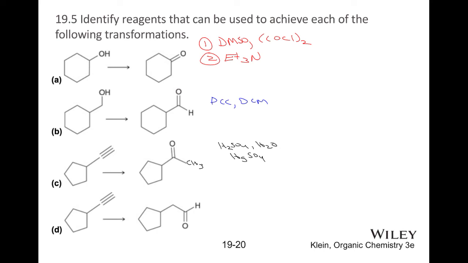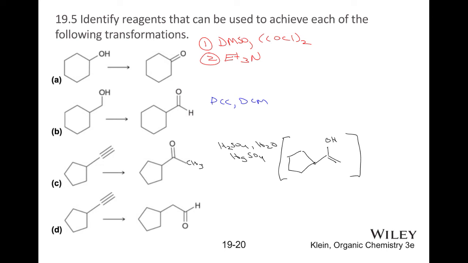And of course, you should be able to draw the intermediate. So what would you get in this case? You would end up with this enol, of course, which would tautomerize to give you the ketone.